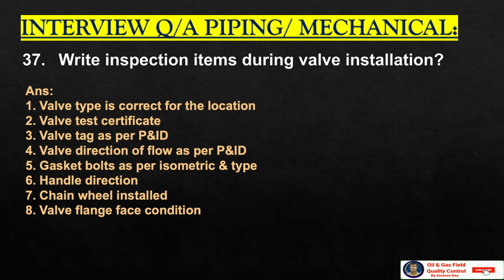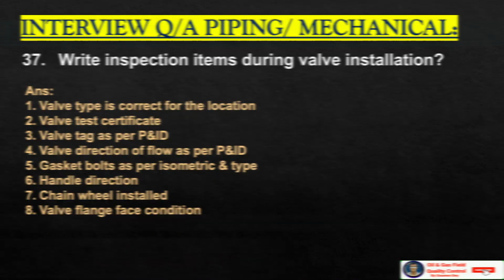Write inspection items during valve installation. Valve type is correct at the location. Valve test certificate. Valve tag as per P&ID. Valve direction of flow as per P&ID. Gasket and bolts as per isometric and type required. Handle direction. Chain wheel installed. Valve flange face condition, etc.